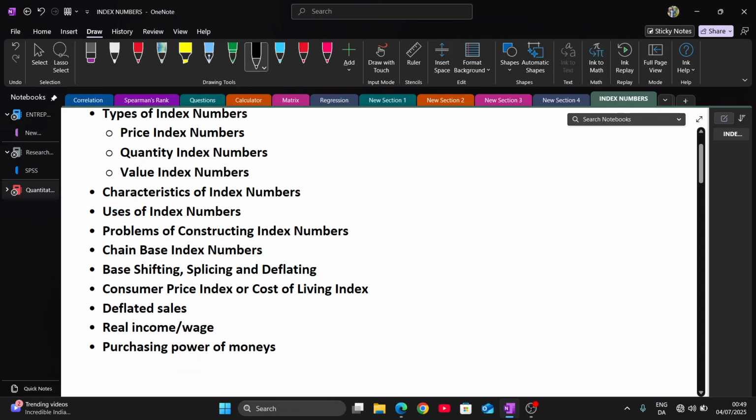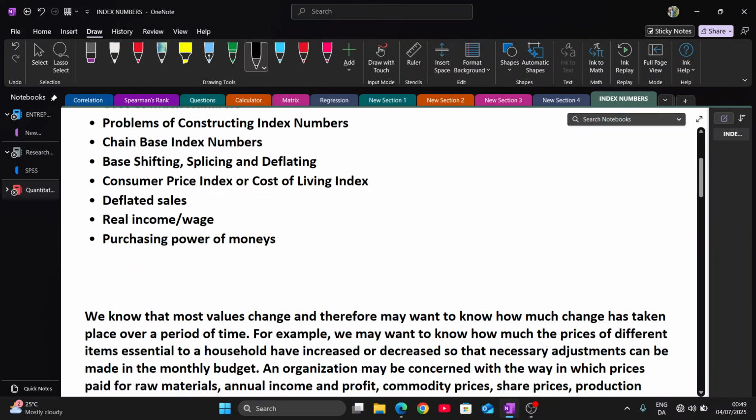We would be looking at base shifting, splicing and deflating, consumer price index or the cost of living index, deflated sales, how to compute your real income given your nominal income. Then we look at the purchasing power of money. We would also be solving some practical examples step by step. So grab your calculator and let's dive into it.